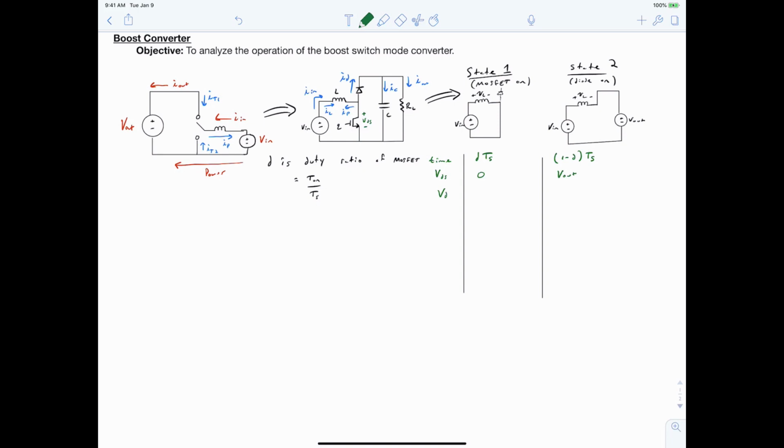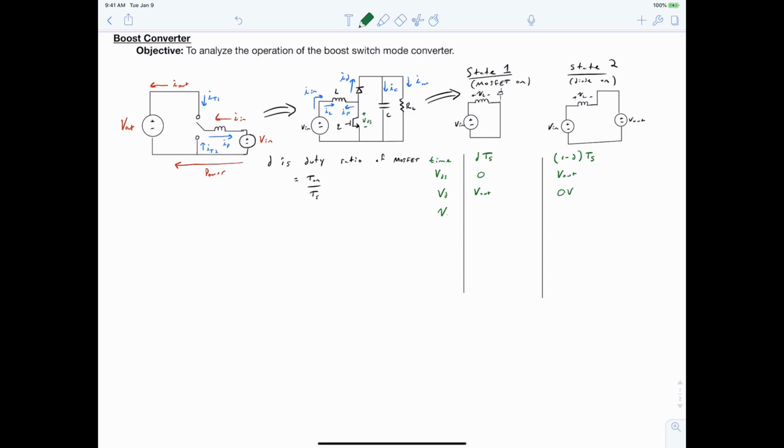Our diode voltage blocking requirements can be summarized as follows. In state 1, our diode is off and our MOSFET is on, so the diode must block the entire output voltage. And in state 2, when our MOSFET is off and our diode is on, the diode is assumed to have no voltage drop across it. Realistically, there will be a certain forward voltage drop associated with the device from the manufacturer's datasheet.